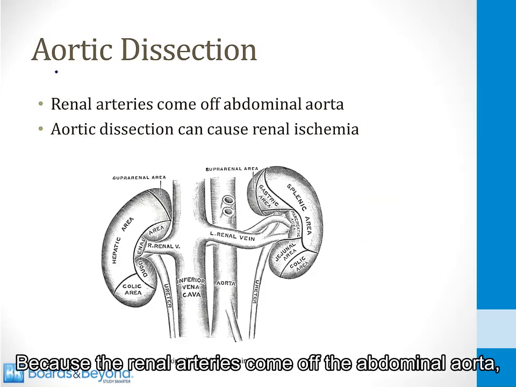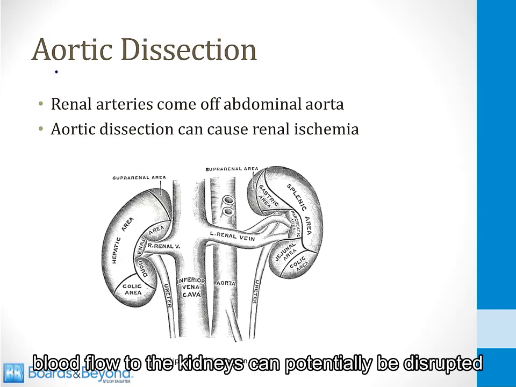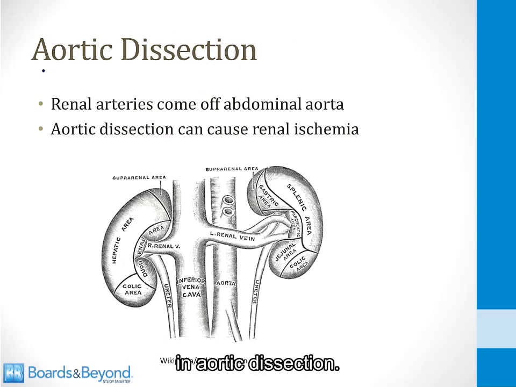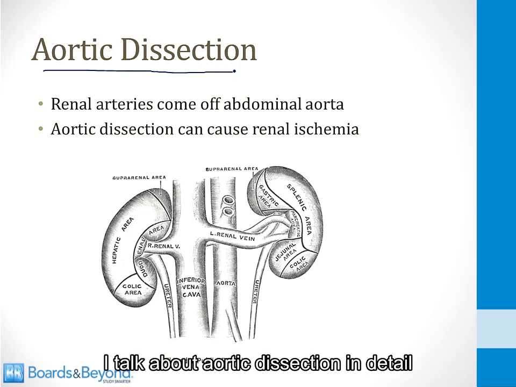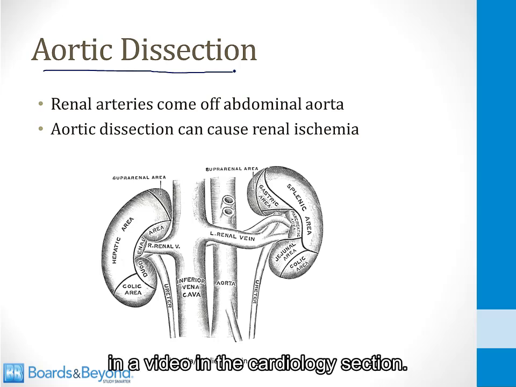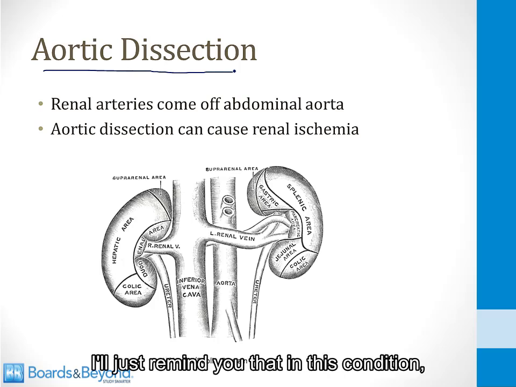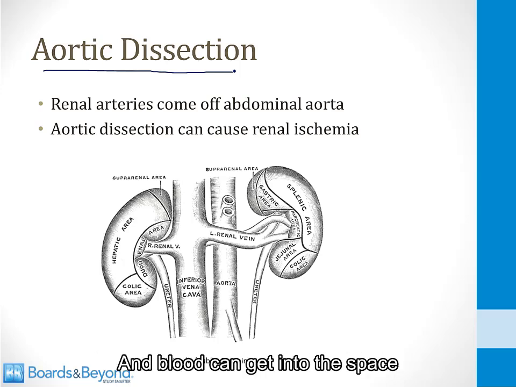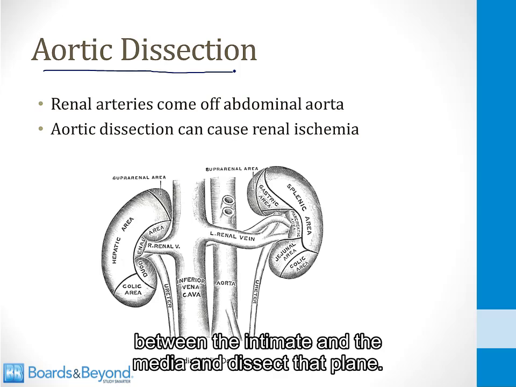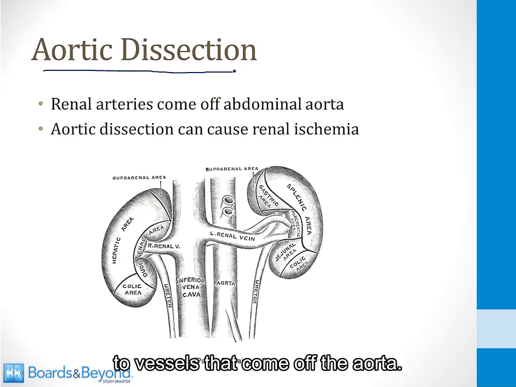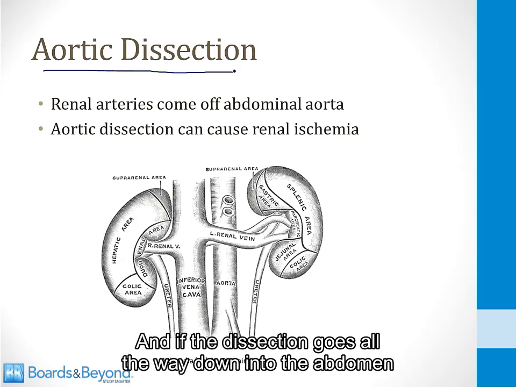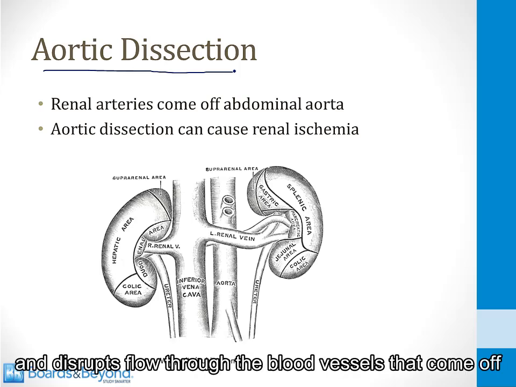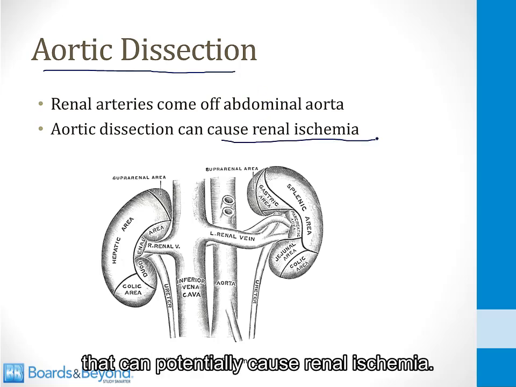Because the renal arteries come off the abdominal aorta, blood flow to the kidneys can potentially be disrupted in aortic dissection. I talk about aortic dissection in detail in a video in the cardiology section, but for our purposes here, I'll just remind you that in this condition, there is a tear in the intima of the aorta, and blood can get into the space between the intima and the media and dissect that plane. This can disrupt the flow of blood to vessels that come off the aorta, and if the dissection goes all the way down into the abdomen and disrupts flow through the blood vessels that come off the aorta in the abdomen, that can potentially cause renal ischemia.